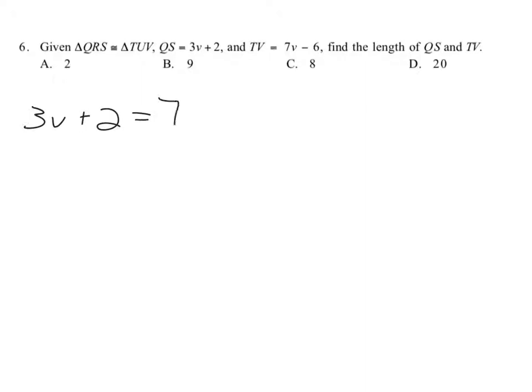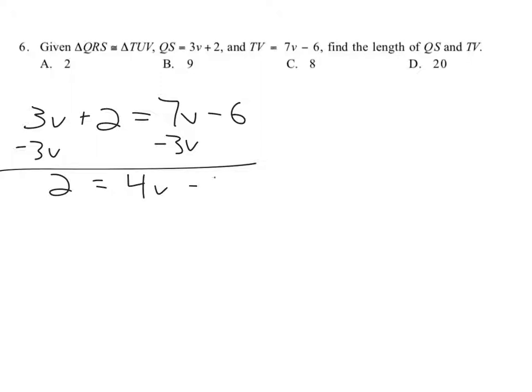Equals 7v minus 6. Now we're first going to solve for v, but once we do that, we'll need to plug it back in and just find out what the lengths themselves are. So subtract 3v from both sides. We get 2 equals 4v minus 6. Then we'll add 6 to both sides.